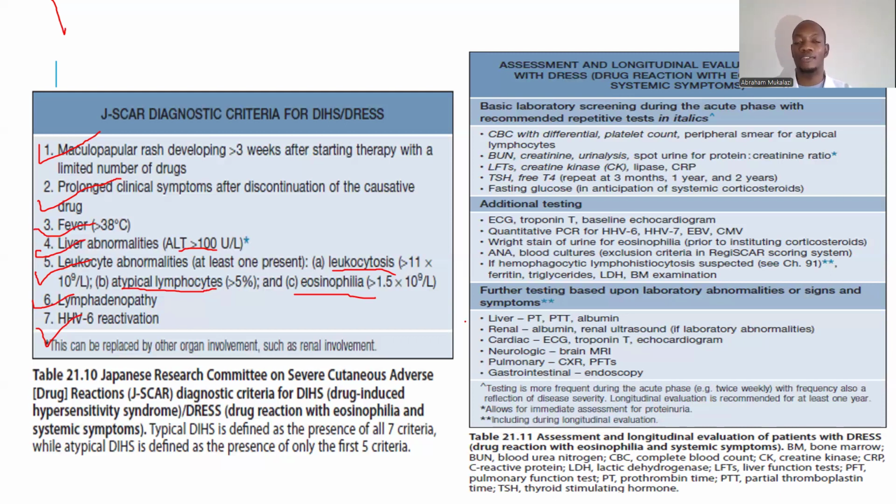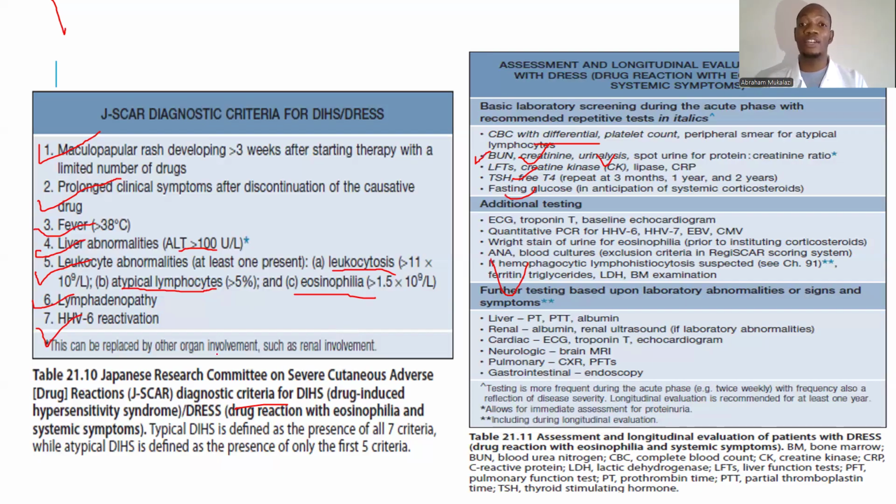these are the recommended tests that you're supposed to do. You have to do a CBC with the differential so that you know the level of the leukocytes, the level of the eosinophils. You have to know them because it is actually part of the criteria for the diagnosis. Then you have to do BUN, creatinine, urinalysis, liver function, thyroid function, then glucose because of the systemic involvement. Because sometimes the heart is involved, you have to do an ECG, the troponin levels, even a baseline echocardiogram to make sure that there's no heart involvement.